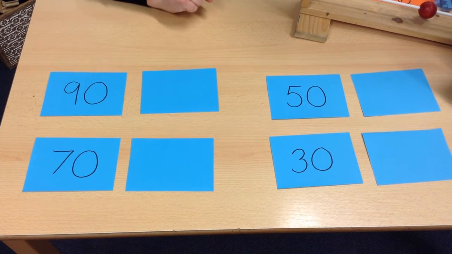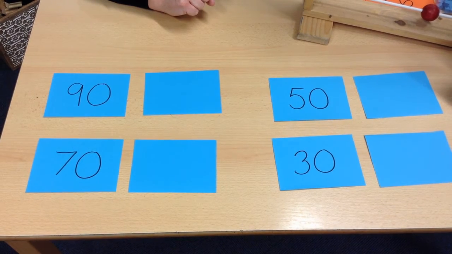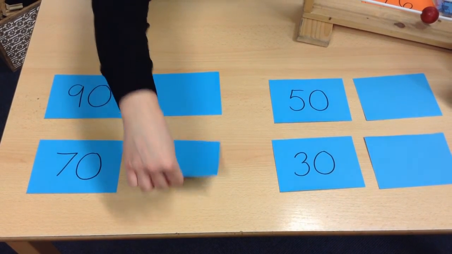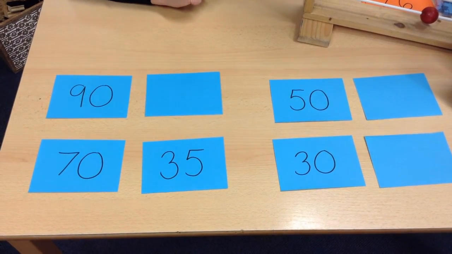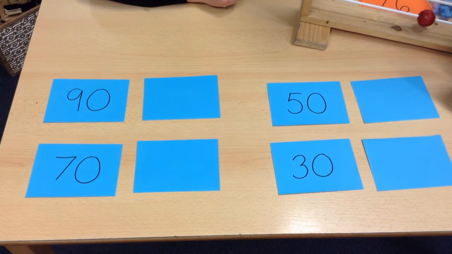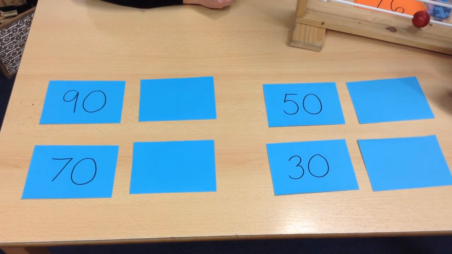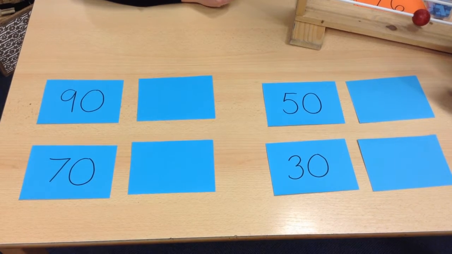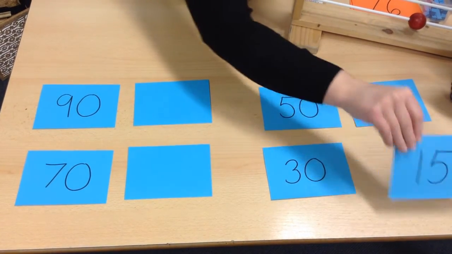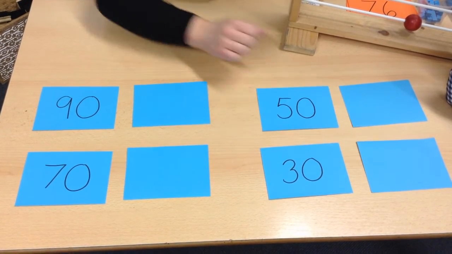Half of 70. 60 and 10. What's half of 60 and half of 10? Have you got it? It's 35. And finally, half of 30. That's half of half an hour, which is a quarter of an hour. How many minutes in a quarter of an hour? It's 15.